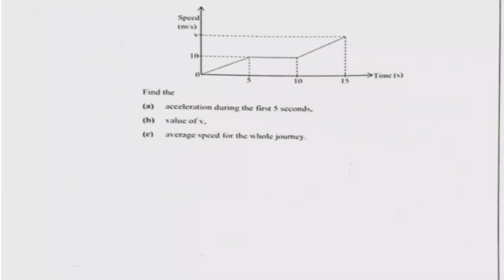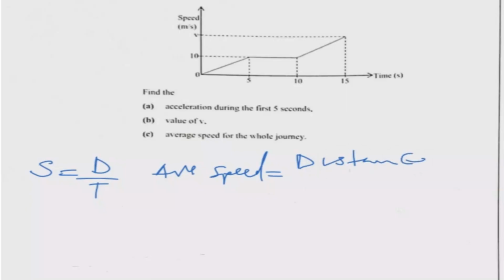Okay, we come to C, which is find the average speed for the whole journey. We know that the formula for speed is speed is equal to distance over time. What they're asking us is the average speed. When they ask for average speed, average speed is equal to the total distance covered over the total time taken for the total distance covered.